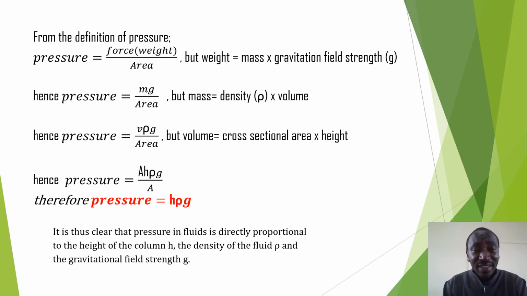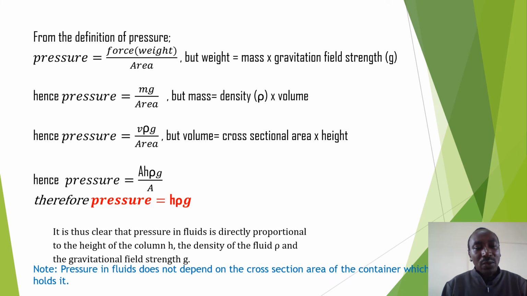It is thus clear that pressure in fluids is directly proportional to the height of the column H, the density of the fluid, and the gravitational field strength. It's good to remember that pressure of a fluid does not depend on the cross-sectional area of the container which it holds, and that's why we eliminated that cross-sectional area. We have gotten the depth, density and gravitational force. Okay, let's have an example.